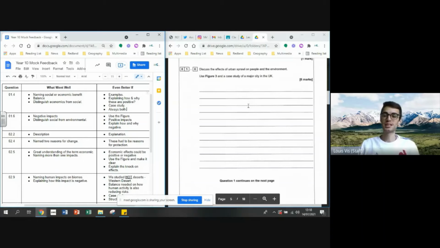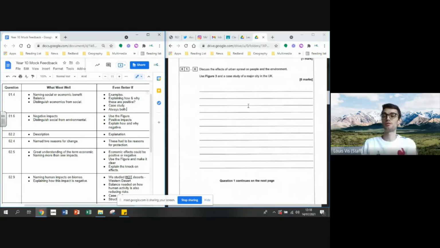Question 1.6 said to discuss the effects of urban sprawl on people and the environment. Once again, you're really good at distinguishing the difference between people and the environment, as the social and environmental impacts. You're also very good at telling me the negative impacts. However, it didn't have to be just negative. It could also have been positive impacts. So to get 6 marks, it would have been nice to see a bit of balance there, positive and negative impacts. Again, when you give me an impact, for example destruction of habitats, tell me why, tell me how it matters.